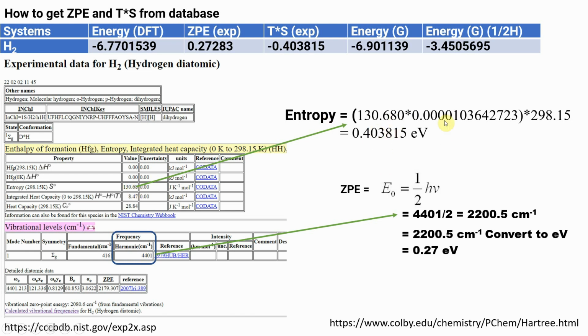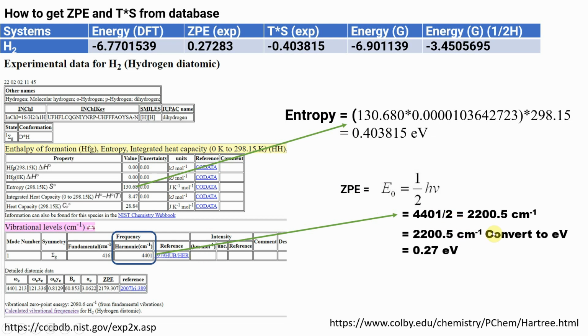First you will see the calculation of entropy. You can take the entropy with this value. This is the conversion factor to eV. So multiply with this value, then multiply with the temperature. You finally get the entropy 0.40.